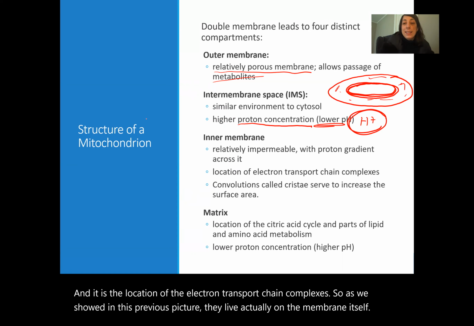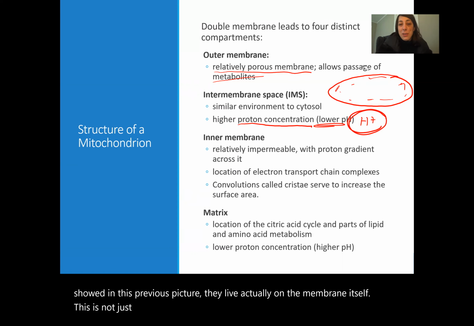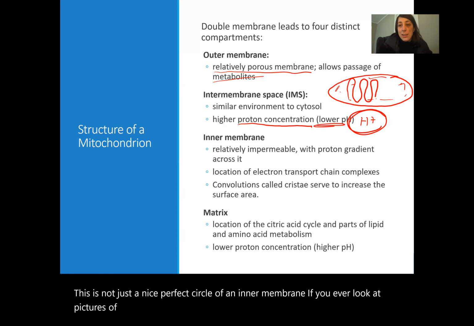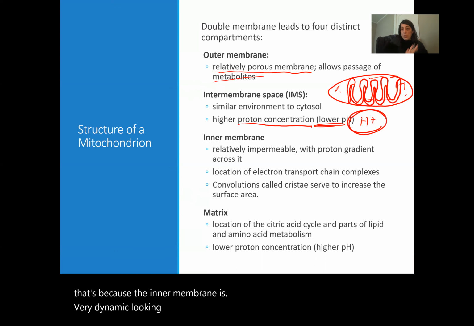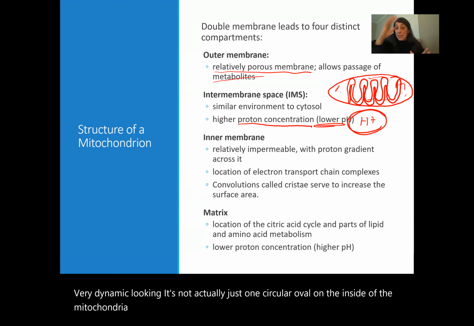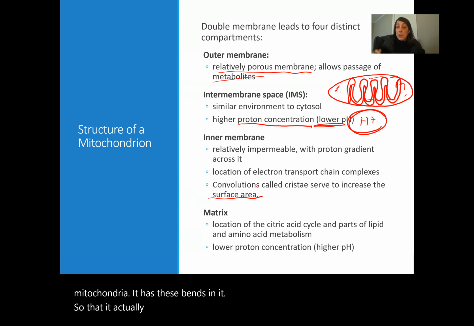This is not just a nice, perfect circle of an inner membrane. If you ever look at pictures of mitochondria, you usually see these kind of squiggly lines drawn in them. That's because the inner membrane is very dynamic looking. It's not actually just one circular oval on the inside of the mitochondria. It has these bends in it so that it actually increases the surface area. That means there's more membrane within the inside of the mitochondria.